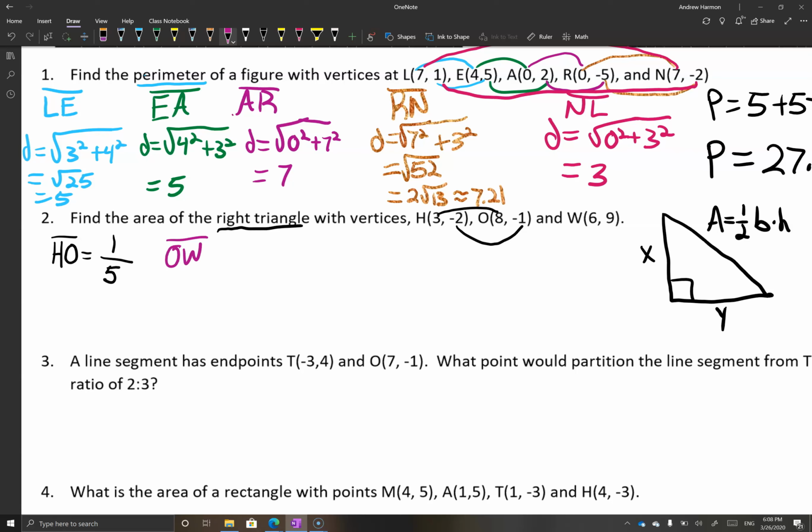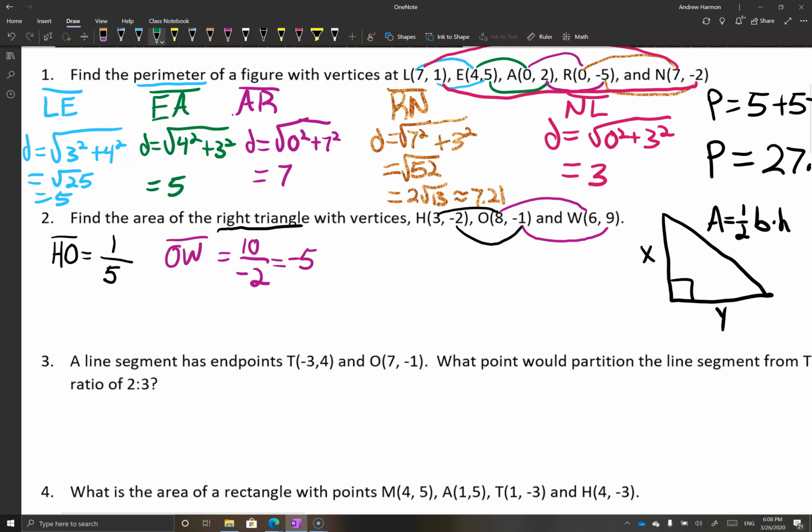Now the slope of OW is going to be from 8 to 6. That's a decrease of 2. Oh, that's our bottom number though, because that's our x change. And then our y change, -1 to +9, that's a change of 10. 10 over -2 is the same as -5.